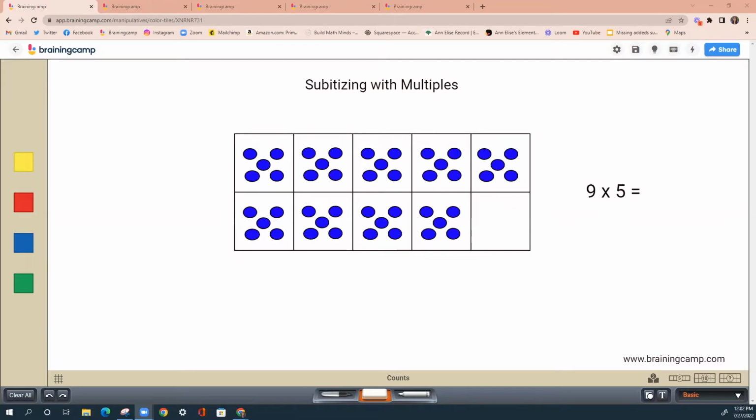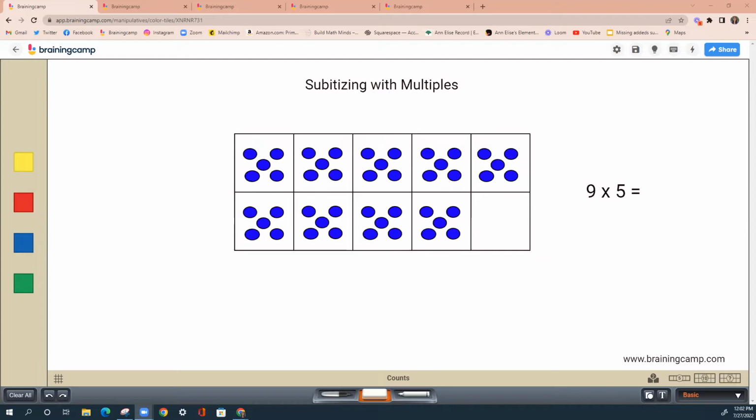Now, I've mentioned subitizing a few times in these videos, and subitizing again is telling at a glance how many are there without having to count. Now, that works not only for whole numbers, but also with fractions and decimal amounts. And here, as we're moving into multiplication, seeing the equal groups.